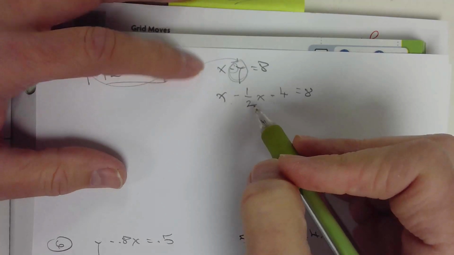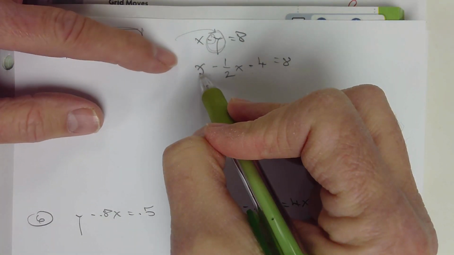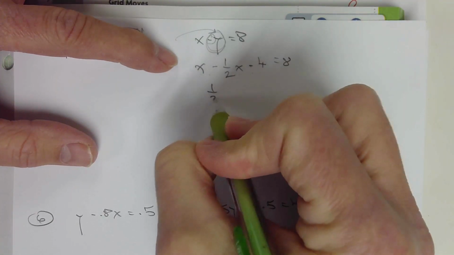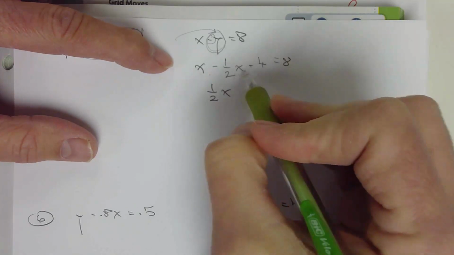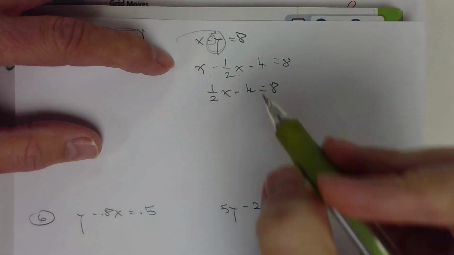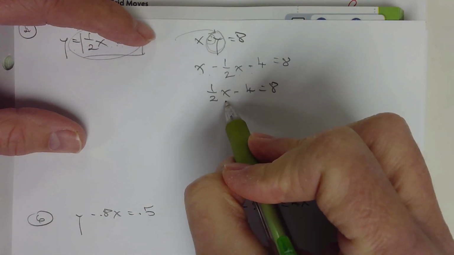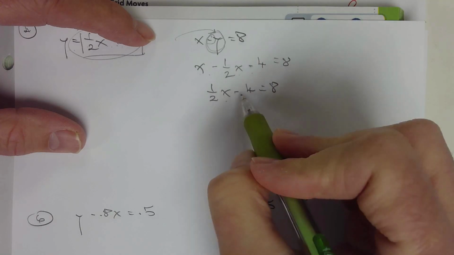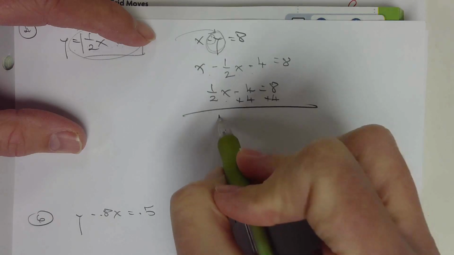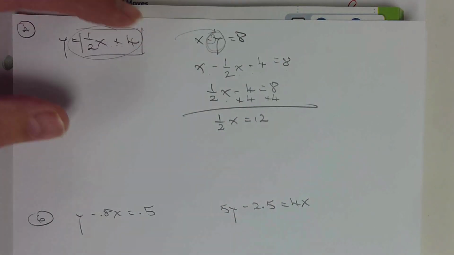What's always to be assumed in front of every variable is a 1. So 1x minus 1/2 x is going to be what? 1/2 x. And then minus 4 equals 8. We still want to get x by itself because we already know what y is. So let's get rid of the 4. We're going to add 4 to both sides of the equation. So we have 1/2 x equals 12.